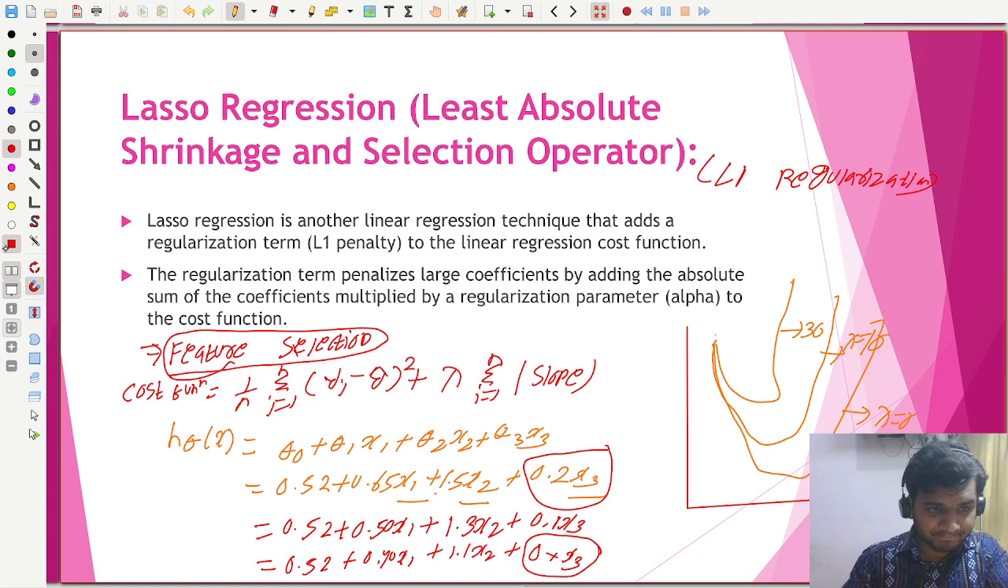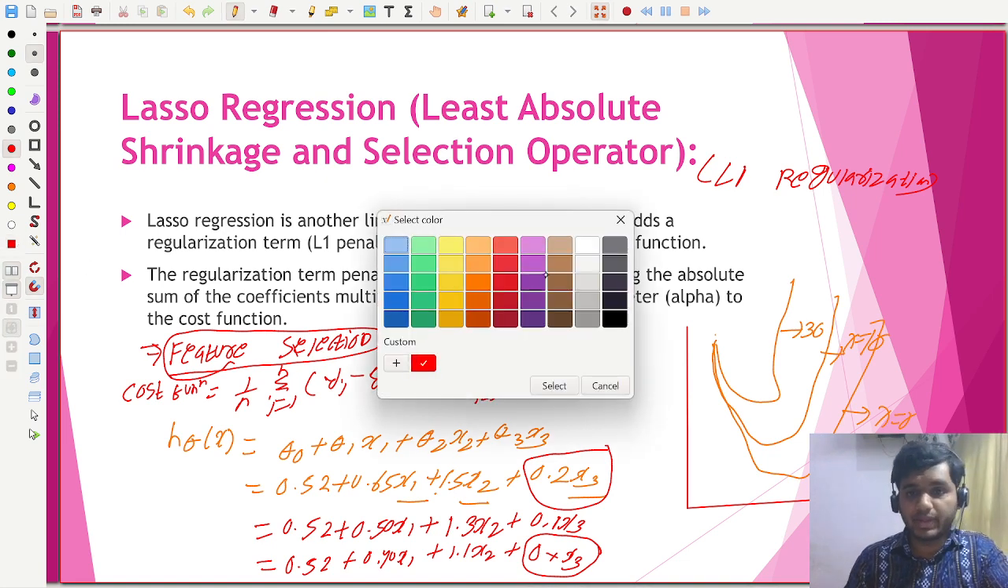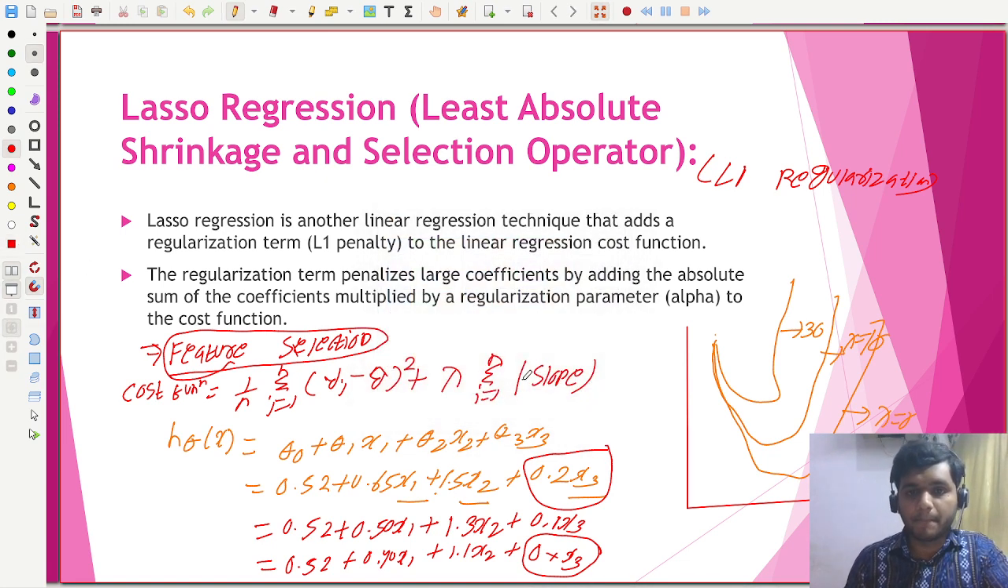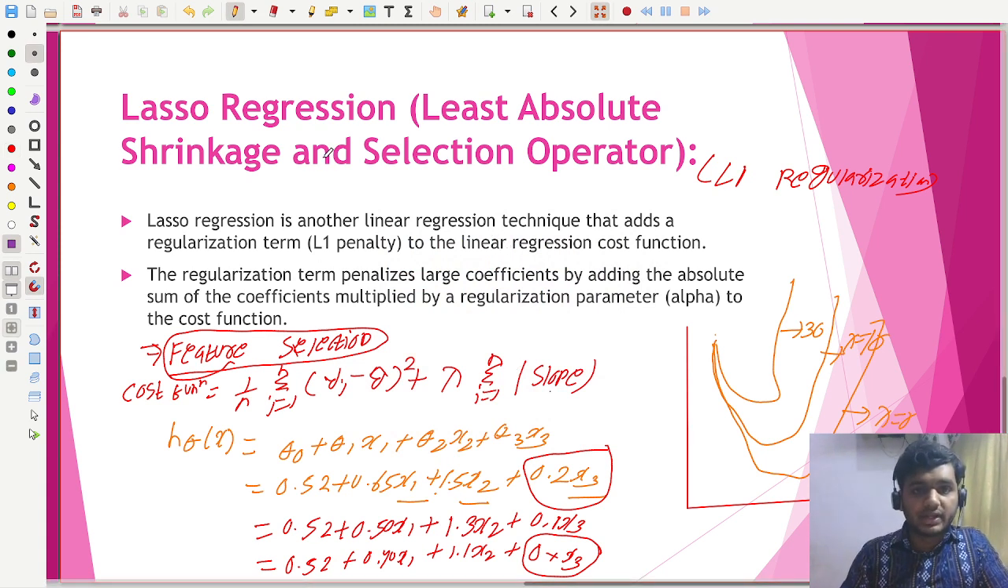Okay, so here we studied two types of regression technique. First one is ridge regression, second one is lasso regression. Ridge regression is generally used to reduce overfitting, and lasso regression is generally used for feature selection. Okay, and lasso regression not only helps in feature selection by setting some coefficients to exactly 0, but also performs variable selection by choosing only the most important features.